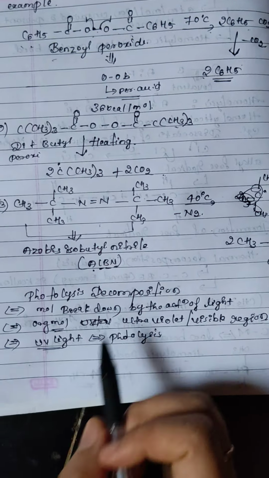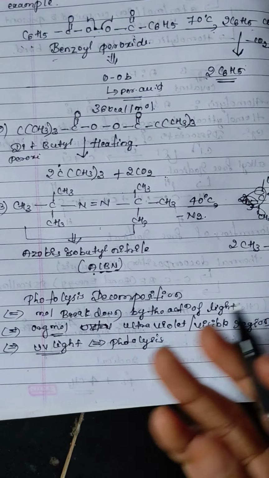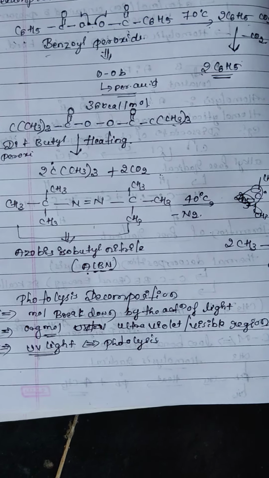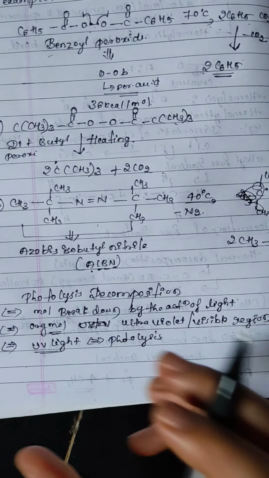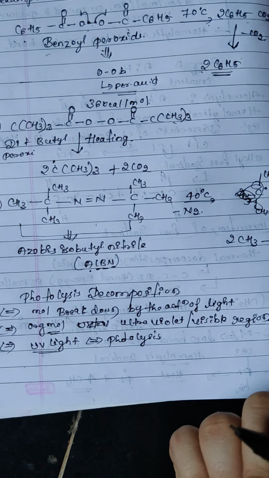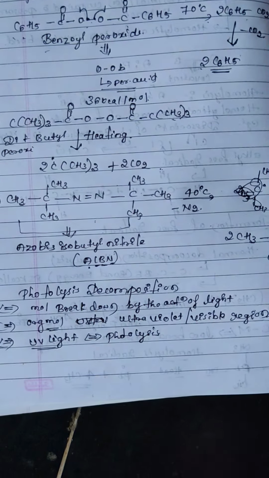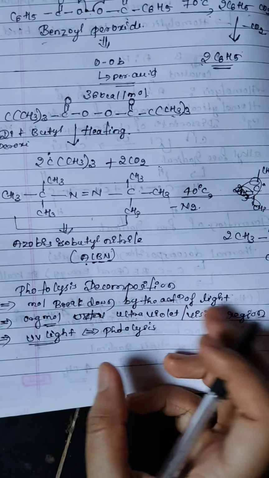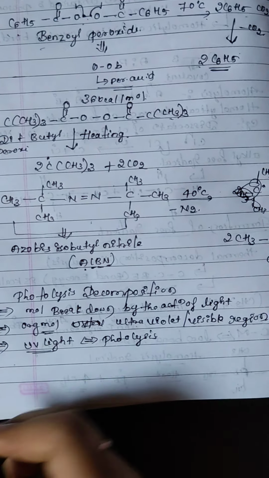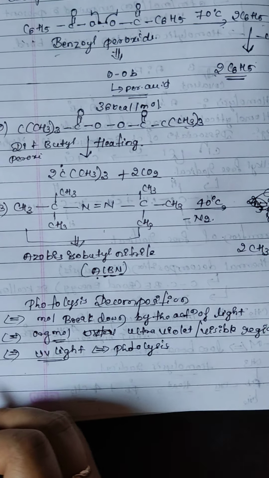First, photolysis decomposition: the molecule will break down by the light condition, the action of light. Next, organic molecules absorb two types of light: ultraviolet light and visible region. Ultraviolet light means a photolysis light. We have to understand this by an example.